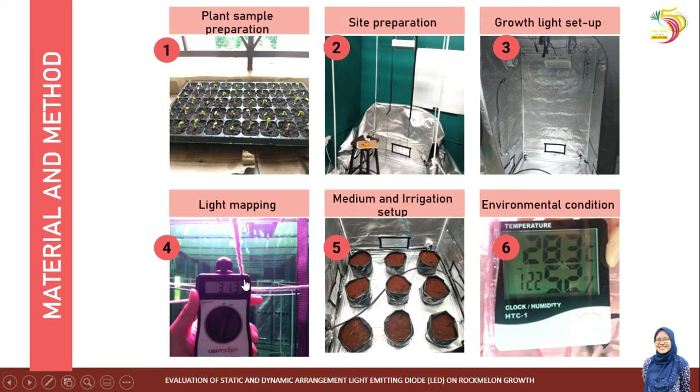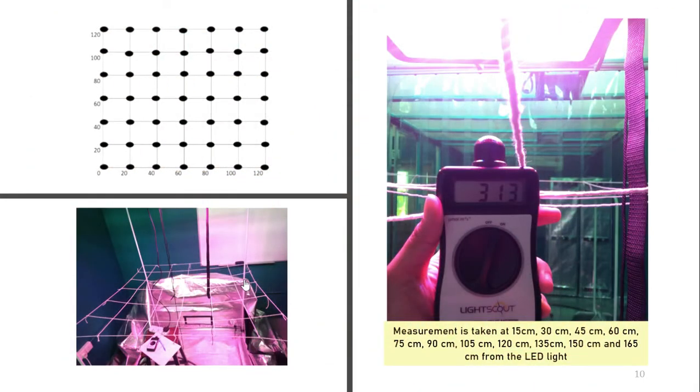Next is light mapping. Since the distribution of light is uneven, a light mapping is created to describe the light distribution on the plant. The light mapping is created by measuring the light intensity at every 15 centimeter distance increment, where the LED light is the datum with the coordinates as shown at the left side of the slide. The light intensity is measured by using a quantum light meter.